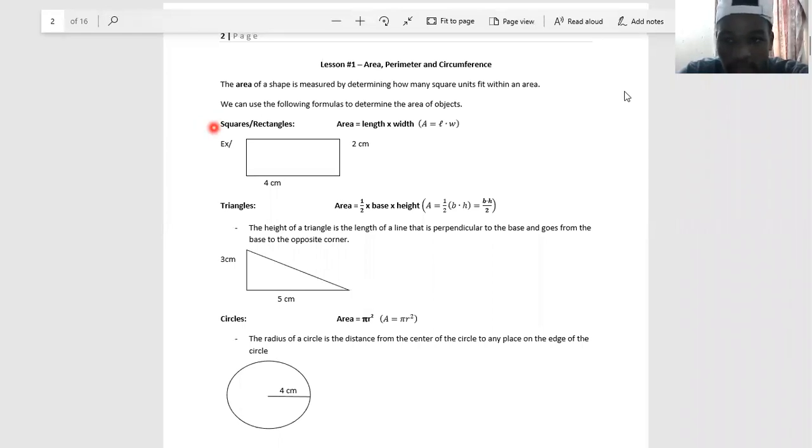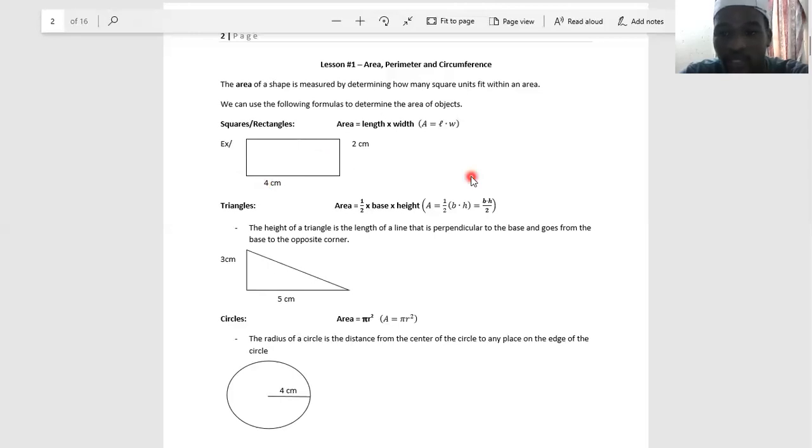Like here, what it says: the area of a shape is measured by determining how many square units fit within an area. For example, if you're given a grid paper, we all know what a grid paper is. If you were to draw this rectangle on a grid paper, since it's 4 and 2, 4 multiplied by 2 is 8. So it's basically saying that we were expecting to have a total of 8 smaller squares within this rectangle.